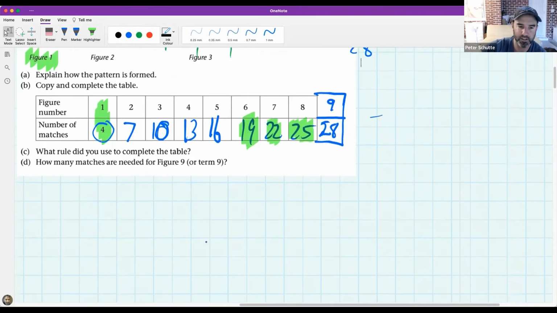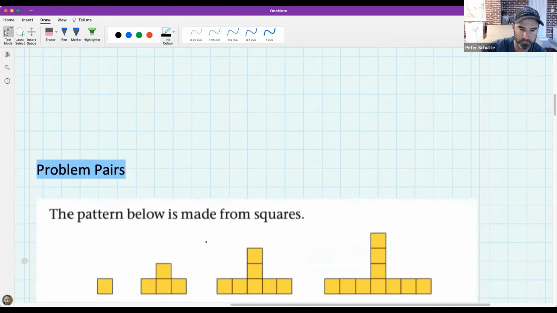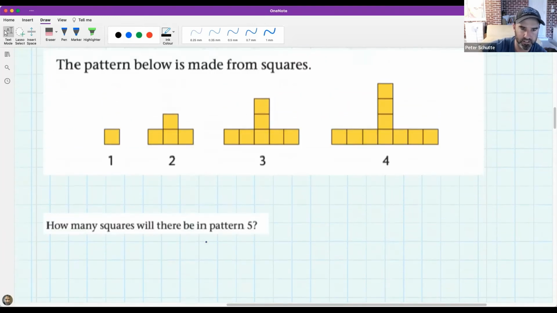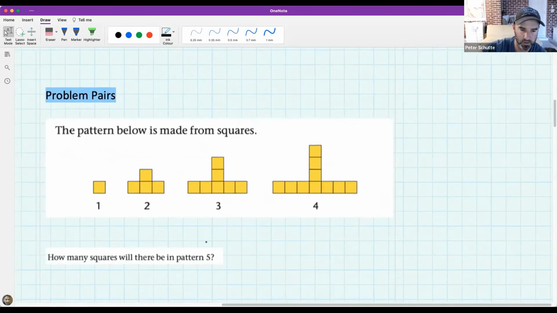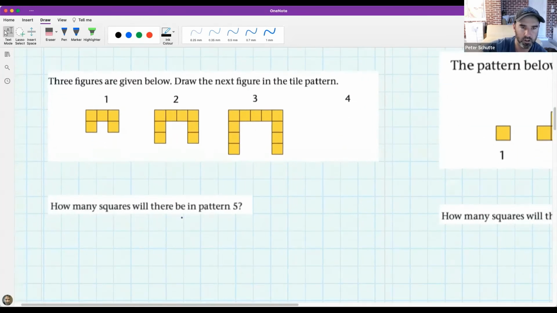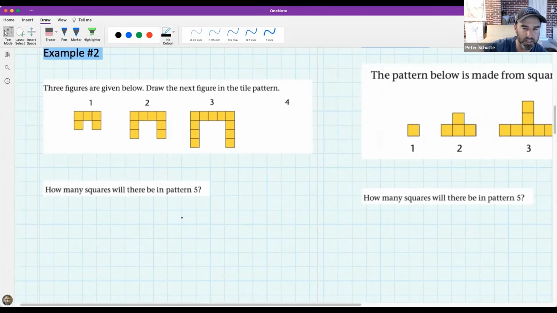Perfect. Okay, let's do another one like this. I didn't build the formula this time. We're going to do that in a second now. In fact, let's do this one. So I want to ask you to look at this question and then answer the question, how many squares will there be in pattern number 5? And I want you to put your answer in the chat. Now remember, we always start by counting. When there's pictures, we have to start by counting.